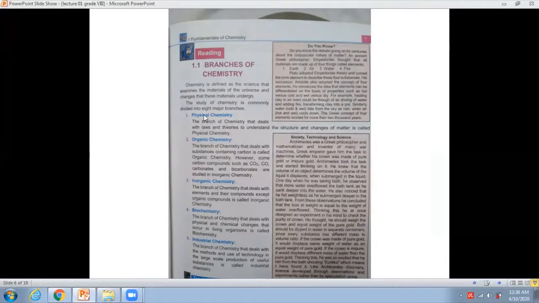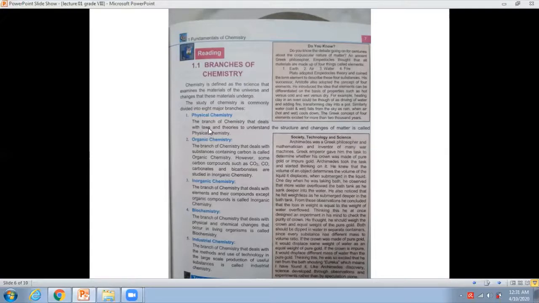Physical chemistry, from the name, indicates all the physical changes that take place in a matter and their effect on the composition or structure of matter. The laws and theories we will discuss in chapter number 5, that there are certain laws and theories which are related with the physical properties of substances, like their volume, temperature, pressure, and number of moles.